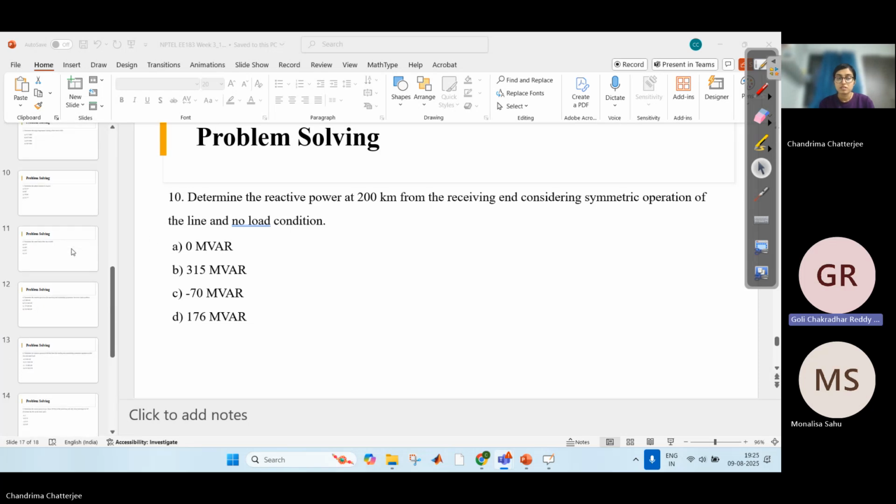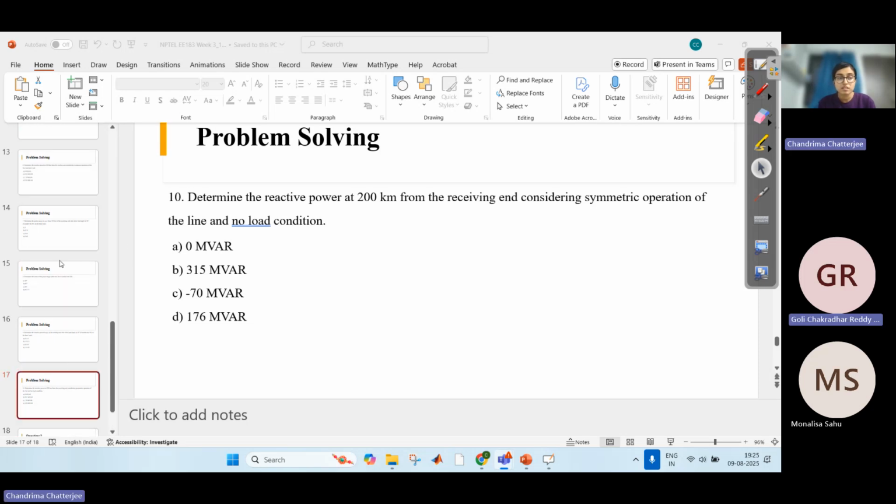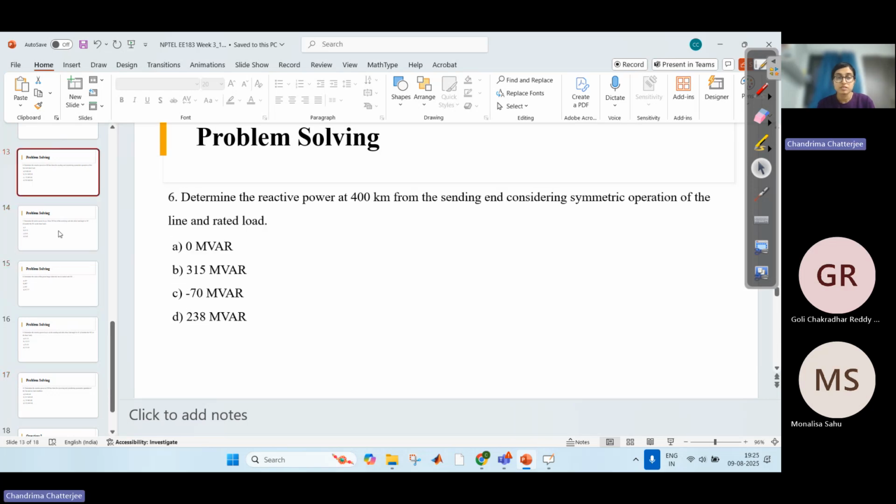And can you explain the sixth question answer? Which question? Question number 6. Okay. Question number 6: determine the reactive power at 400 kilometer. Okay.